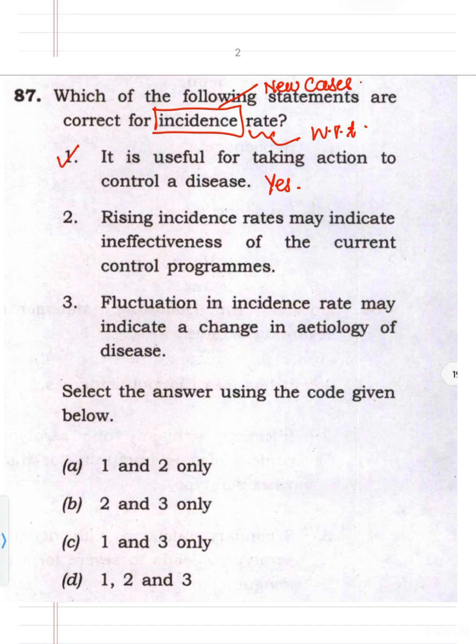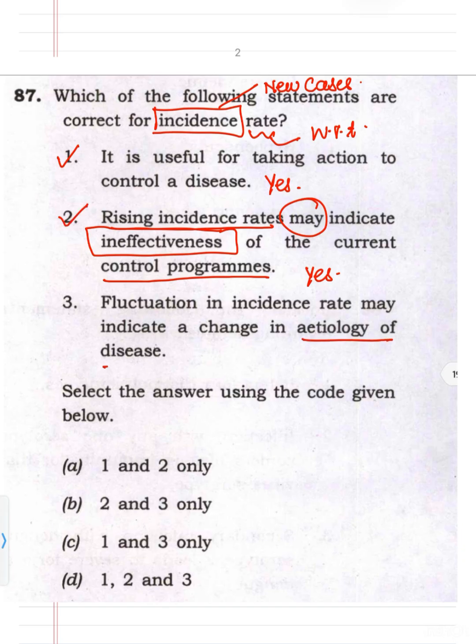Second, rising incidence rate may indicate ineffectiveness of the current control program. So if we are seeing that in spite of having a current control program, the incidence rates are rising, it means that our current control program is ineffective. So this is also correct. Yes, it may indicate that. Third is fluctuation in incidence rate may indicate a change in etiology of the disease. Yes, this is correct. Whatever be the etiology of the disease, some change has occurred in that. So that's why the incidence may be rising or falling. So this is also correct. So 1, 2 and 3. So all the options are correct.